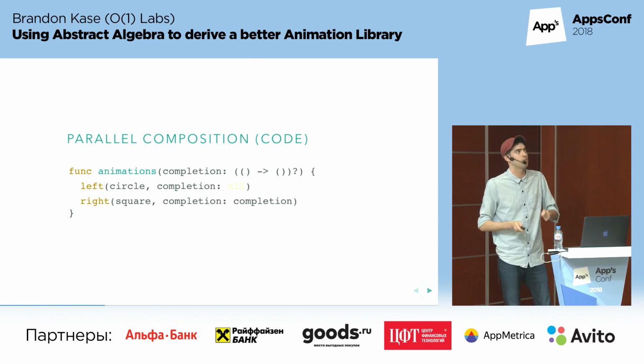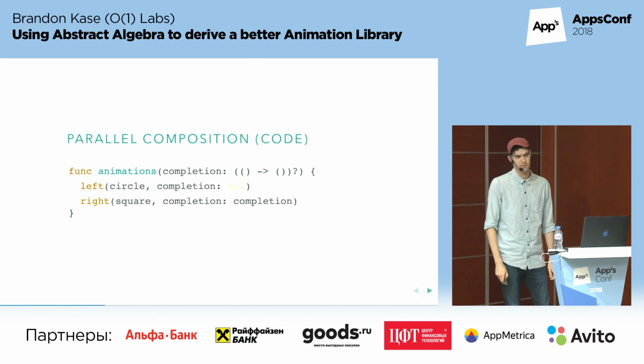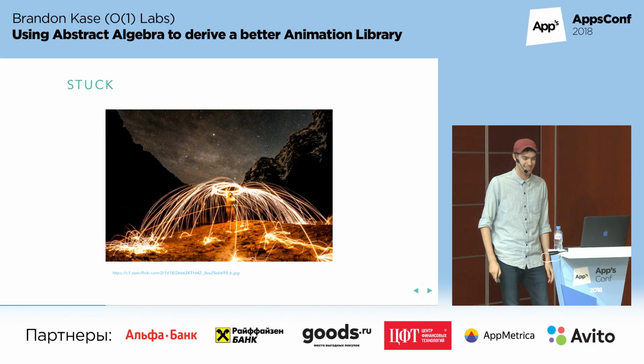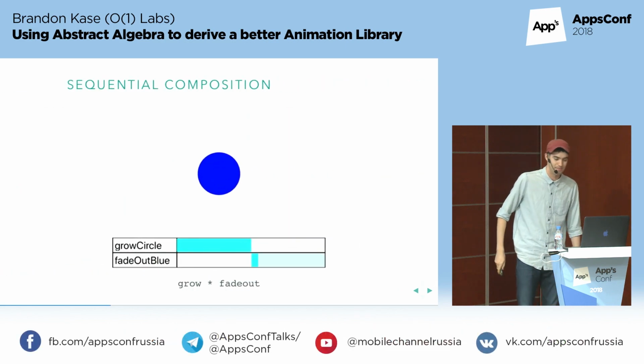And then, okay, now we want to loop it. We want to run it backwards. How do we do that? I don't know. I don't think you can. Not as described like this. So, all right. Let's look at sequential composition.